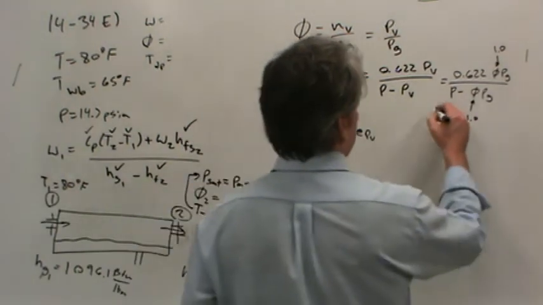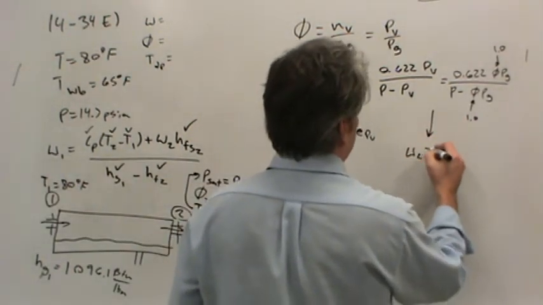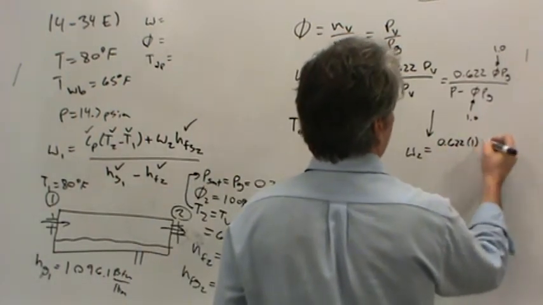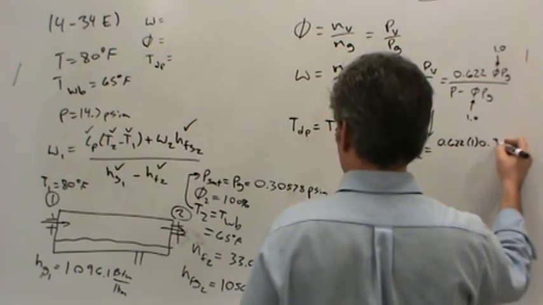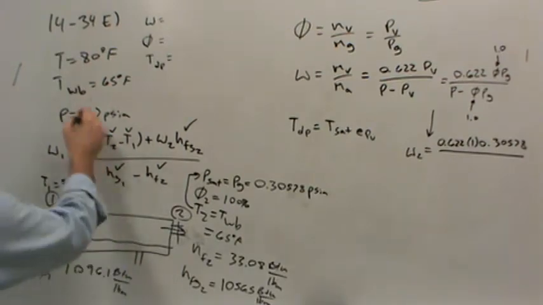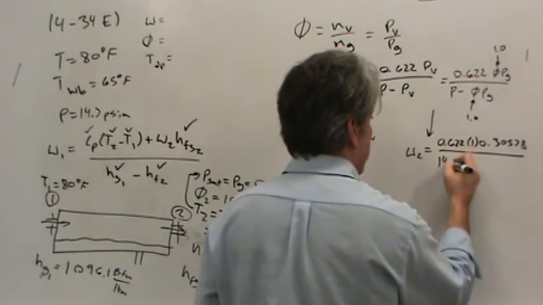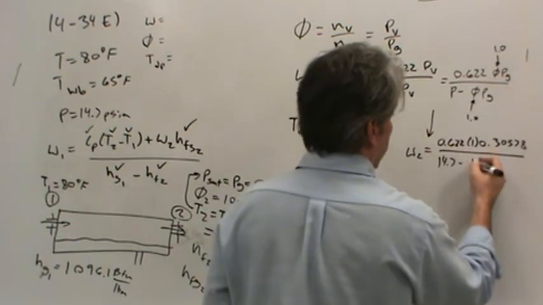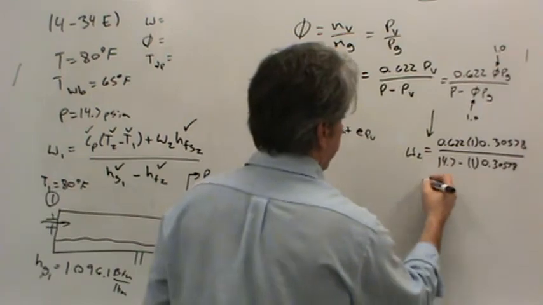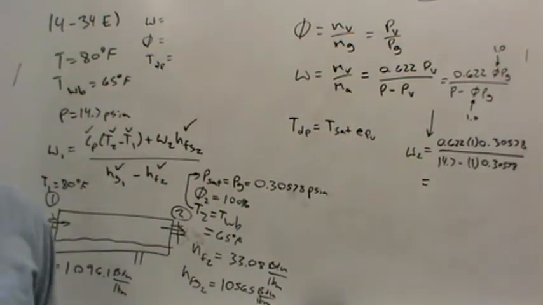Anyway, so let's go from here and calculate the absolute humidity at the exit. 0.622 times 1 times 0.30578 divided by the total pressure, which is 14.7 PSIA, minus 1 multiplied by 0.30578. Does that make sense to everybody? Okay, so please plug this into your calculator, and we'll then finally get the absolute humidity at the exit, or at the wet bulb side.